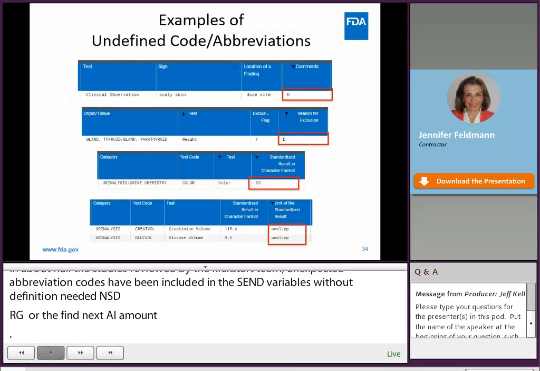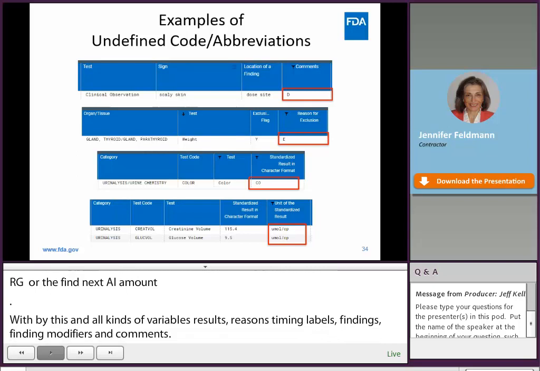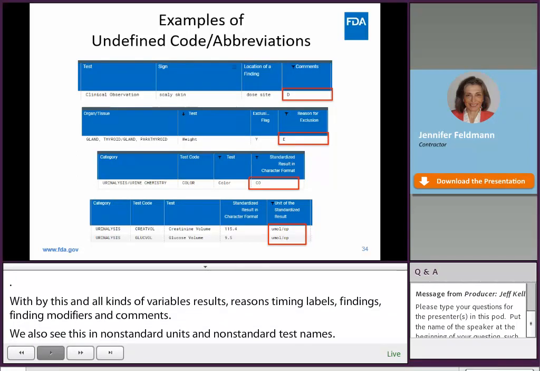Here are just a few examples of where we found undefined abbreviations and codes. As you can imagine, tracking these down and interpreting them take time away from the review.